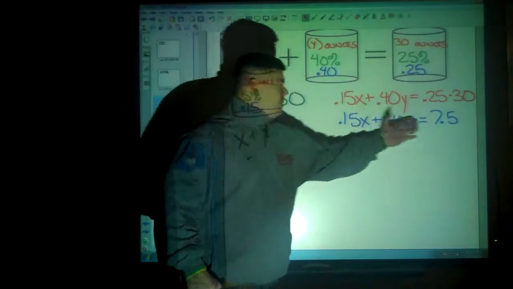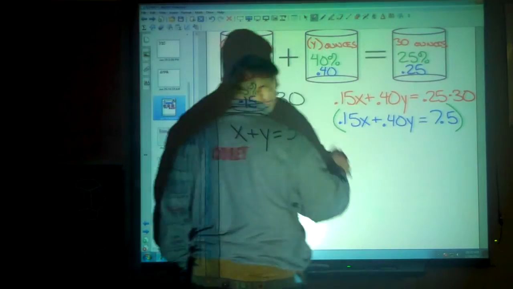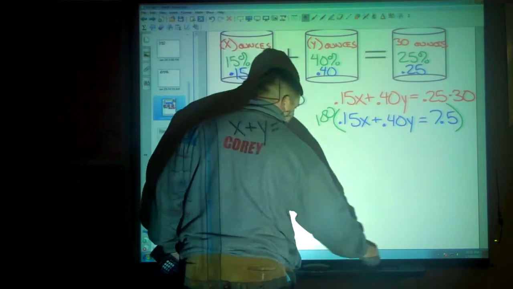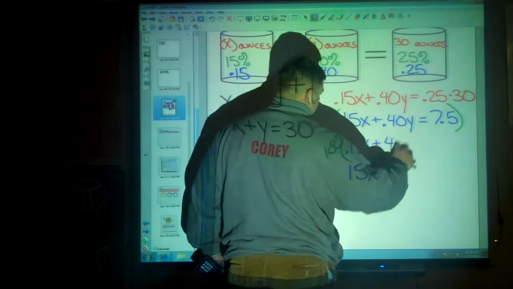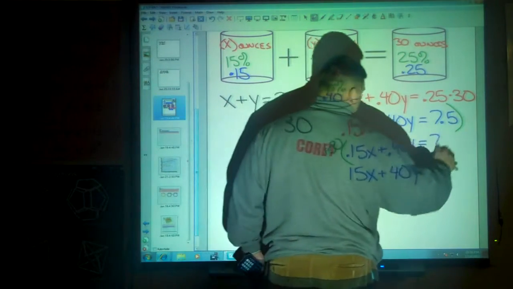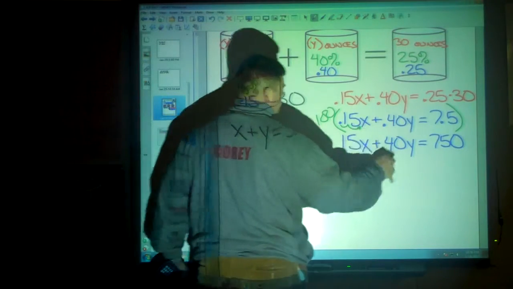Now, maybe you don't want to deal with these decimals. So maybe you decide to multiply everything by 100. And that's fine. You can do that. You now have 15x plus 40y equals 750. And the reason? Because each of these moves two places to the right.